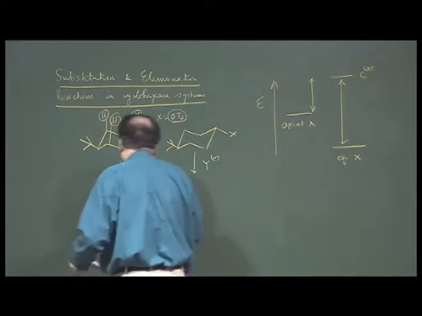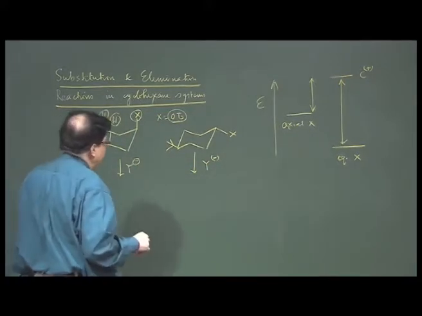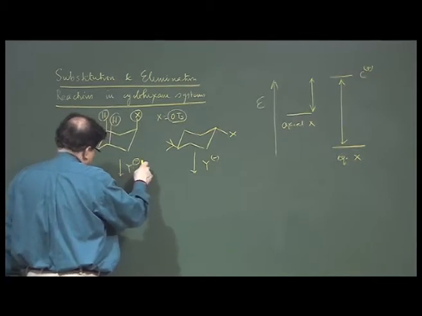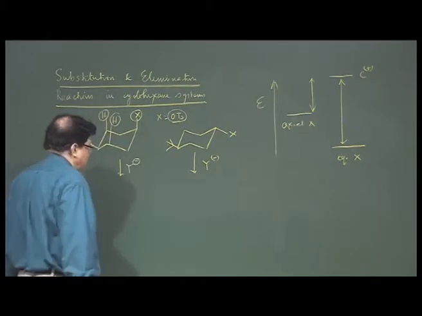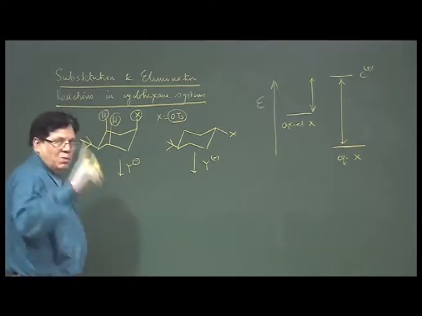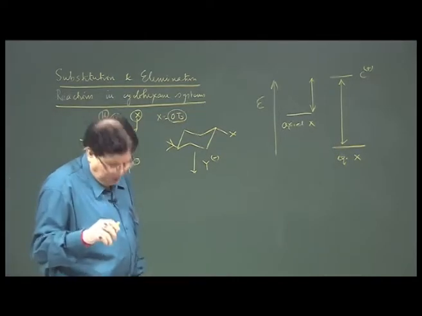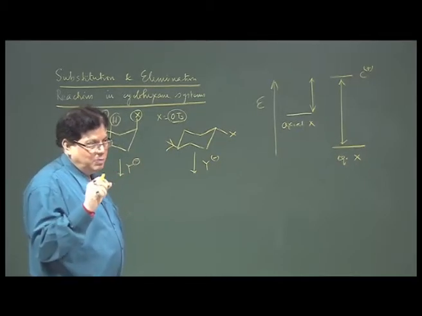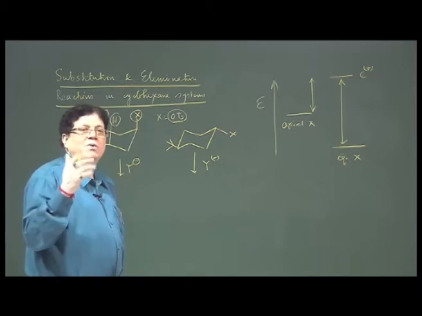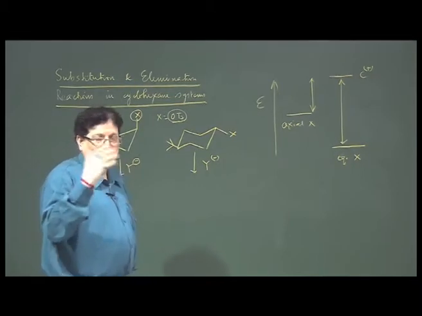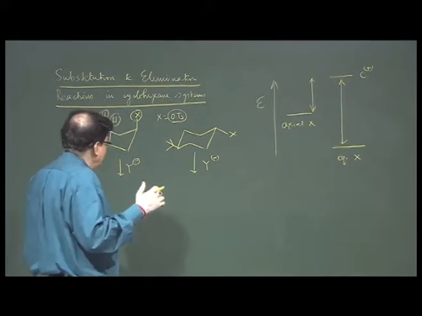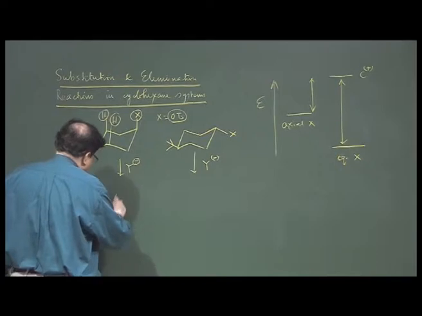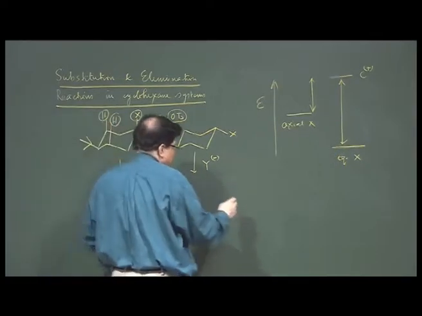Whereas in SN2, now you have the requirement that the Y minus should approach and attack from the back side of C-X. That is number 1, and number 2 is that the transition state involves the carbon being attacked, which is transformed from sp3 to a trigonal bipyramid structure. Take the simple SN2 reaction.